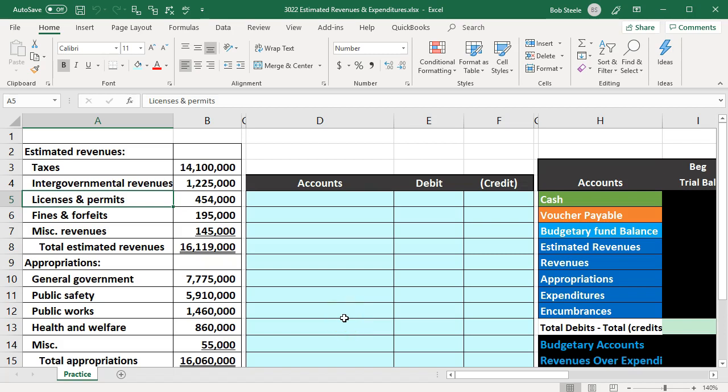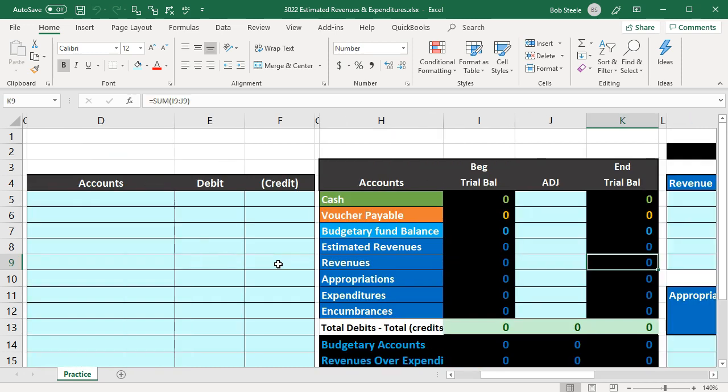In this presentation, we will record a transaction related to budgetary accounts in Excel. Information on the left side, we're going to put that information into the blue areas on the right side. We'll put the journal entry here. We'll post that journal entry then to the trial balance.